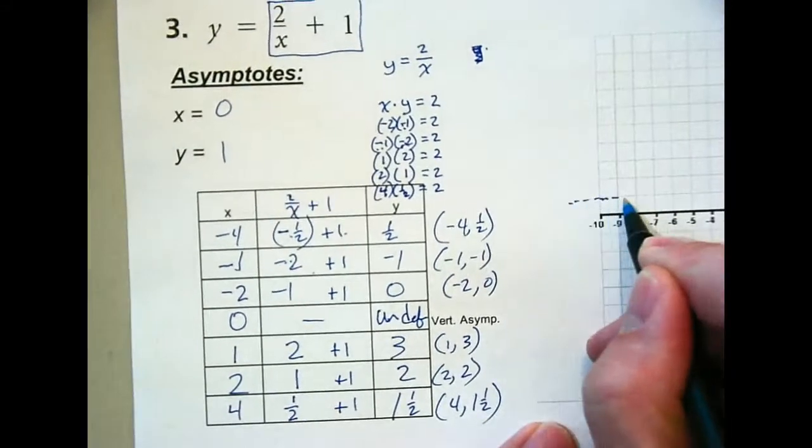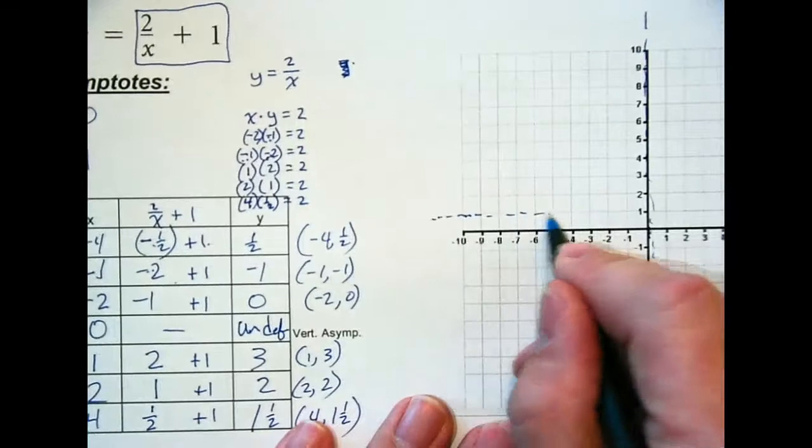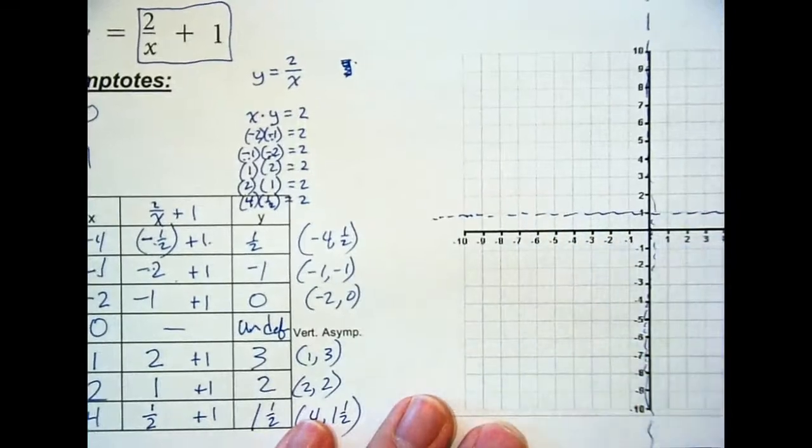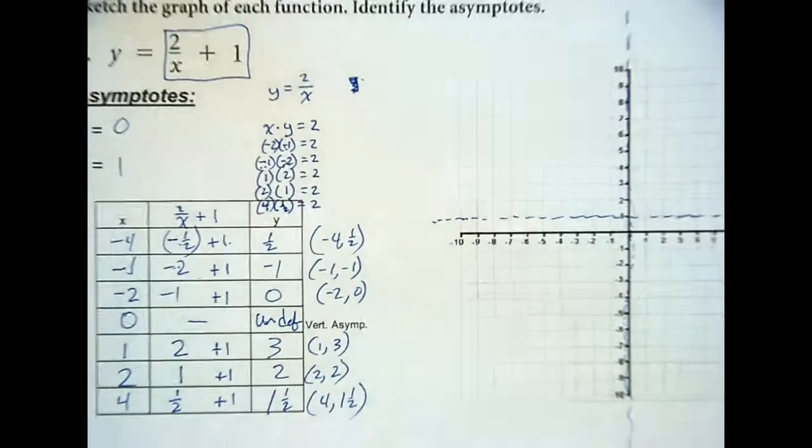Let's put in our asymptotes. We're going to put in our y equals 1. That's our horizontal asymptote.